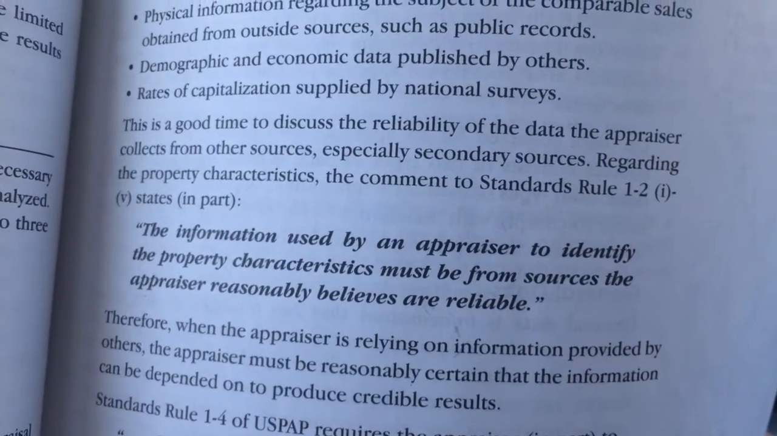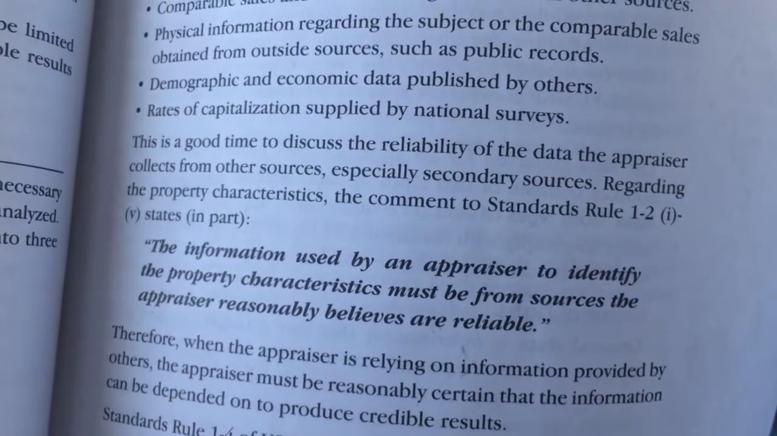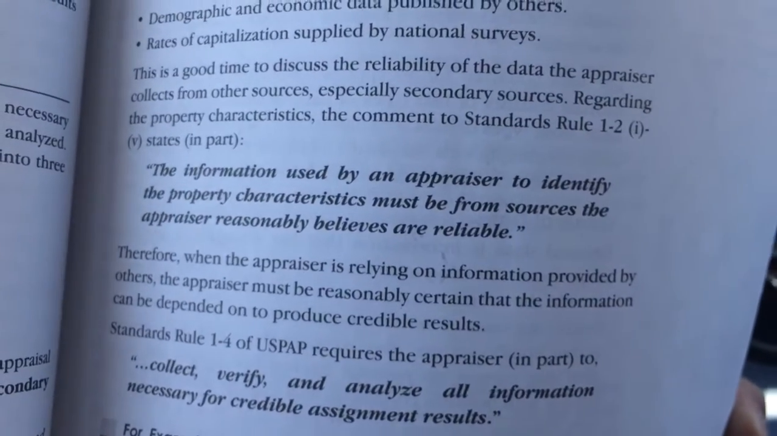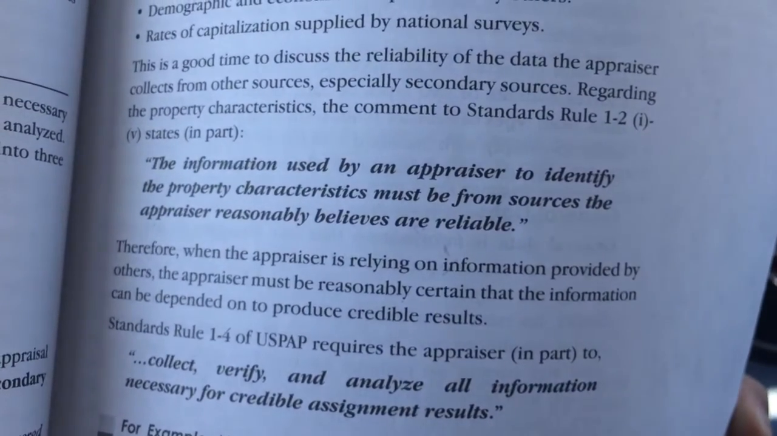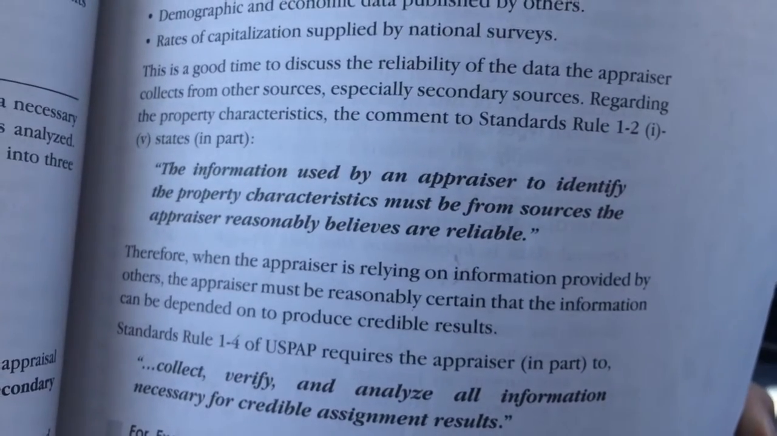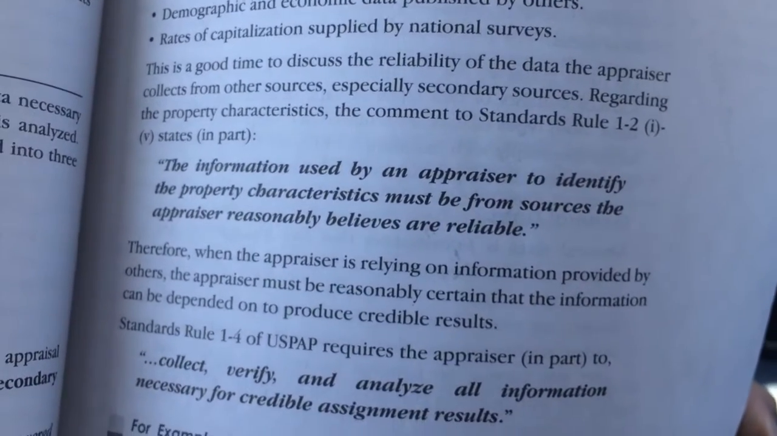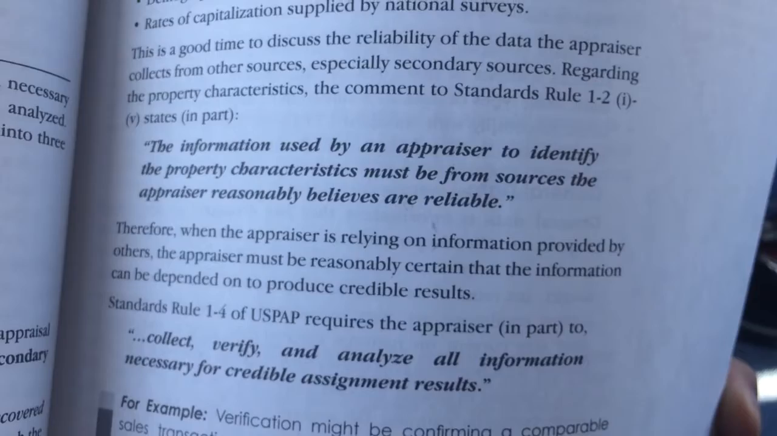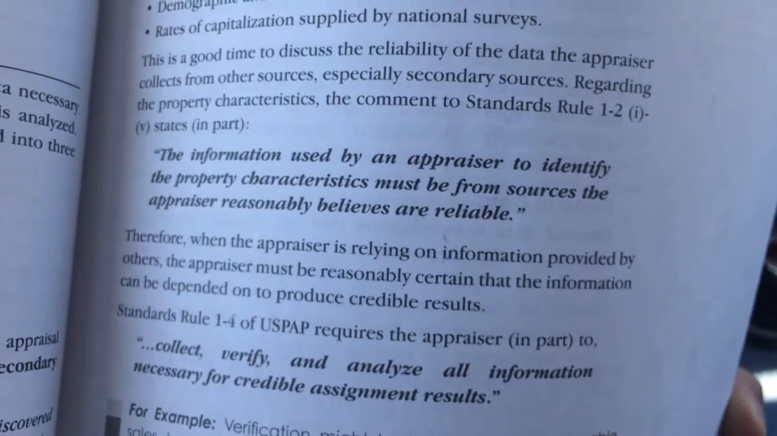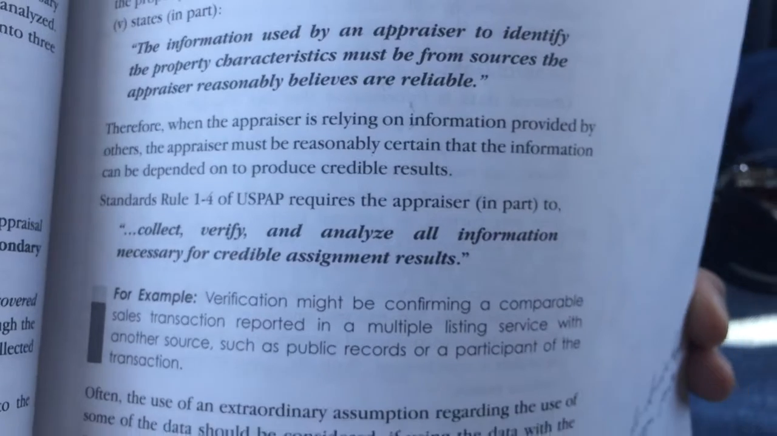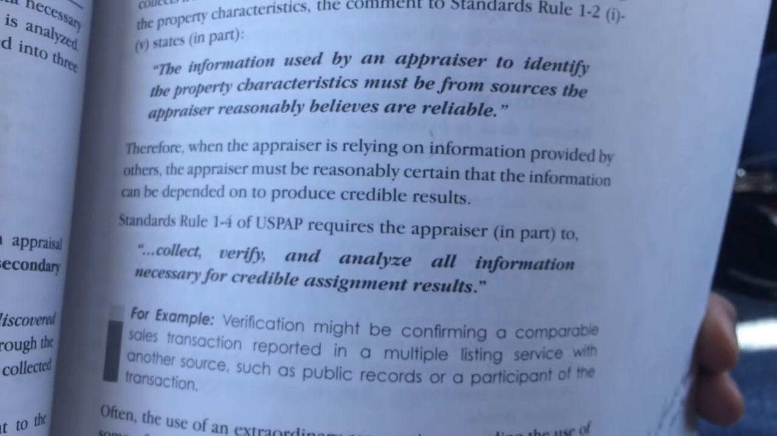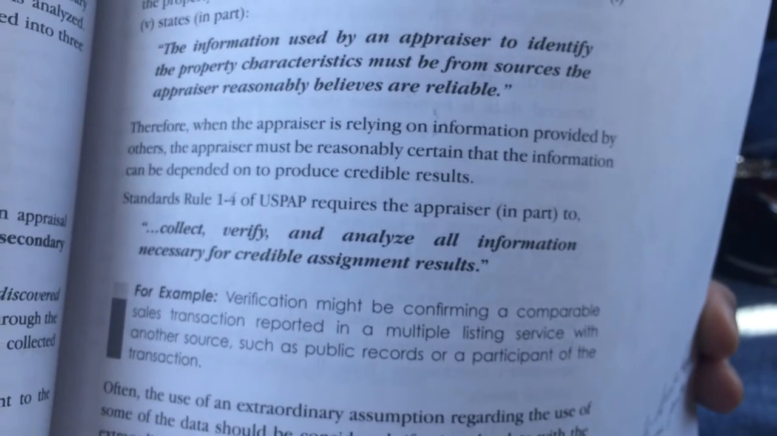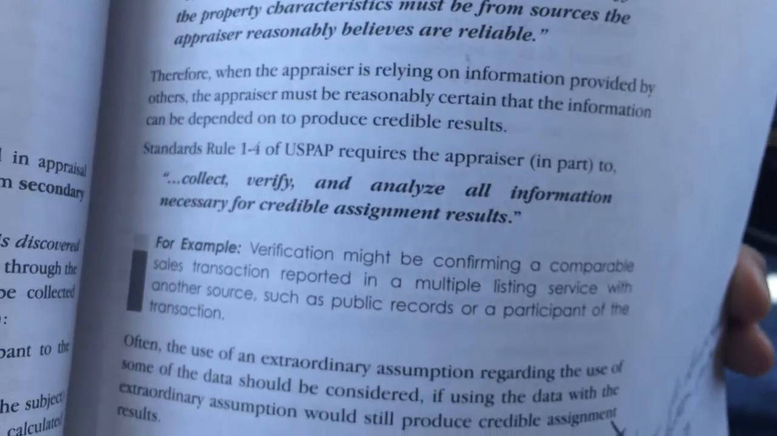This is a good time to discuss the reliability of the data the appraiser collects from other sources, especially secondary sources, regarding the property characteristics. The comment to Standards Rule 1-2(e)(iv) or 5 states in part, the information used by an appraiser to identify the property characteristics must be from sources that the appraiser reasonably believes are reliable. Therefore, when the appraiser is relying on information provided by others, the appraiser must be reasonably certain that the information can be depended on to produce credible results.